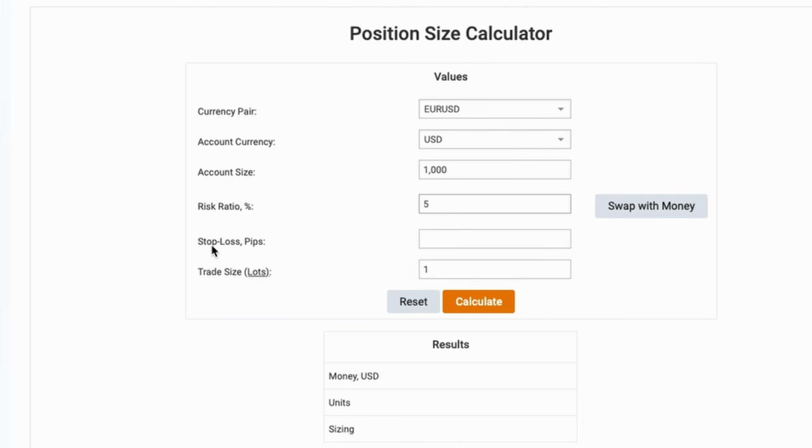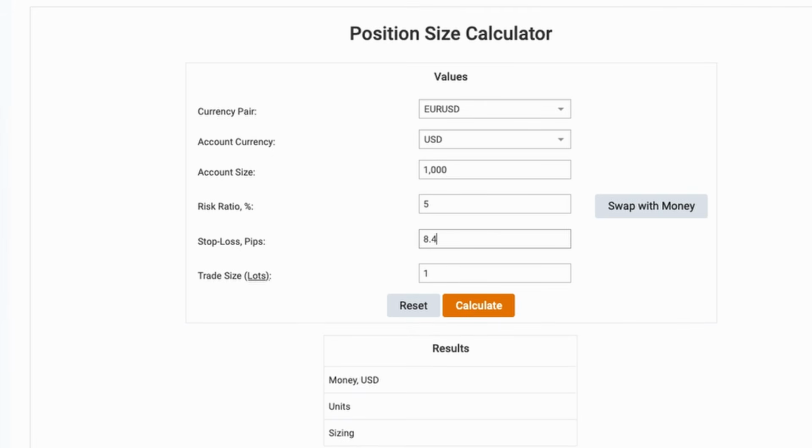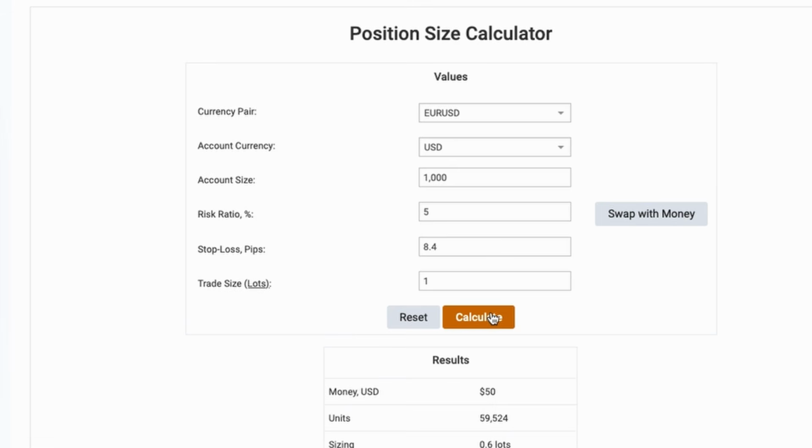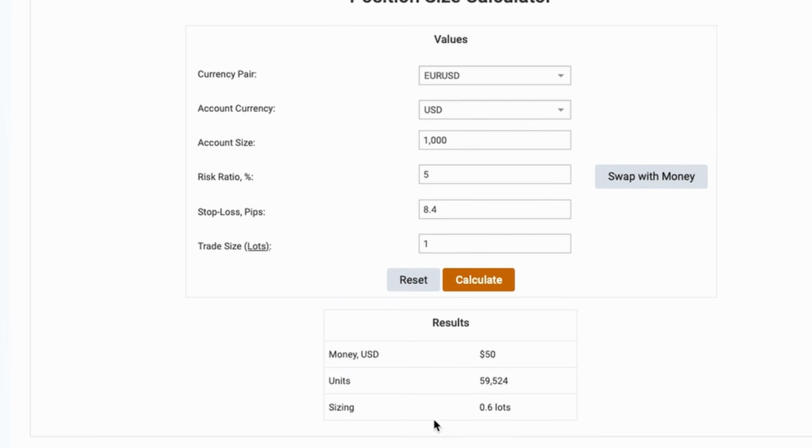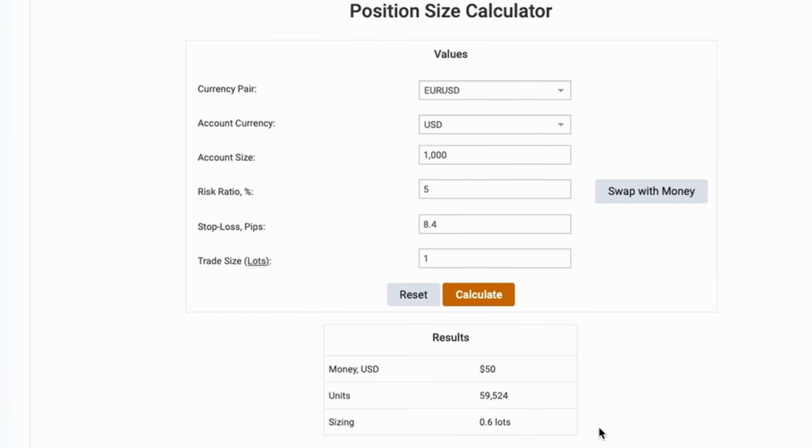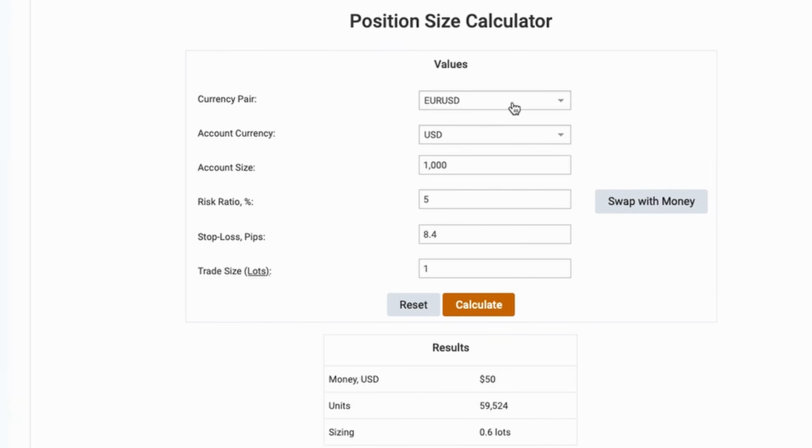Now here you see it says stop loss pips. The stop loss pips we got there was 8.4. So after you click calculate, it is going to show you your lot size. As you click calculate, you see down here it will show you that you have to risk 0.6 lots, and you will lose $50, which is 5% of $1,000, if you use this stop loss of 8.4 pips and you're going to use 0.6 lots. So that's how you find the number of lots you're going to take per trade. You can do this for any.